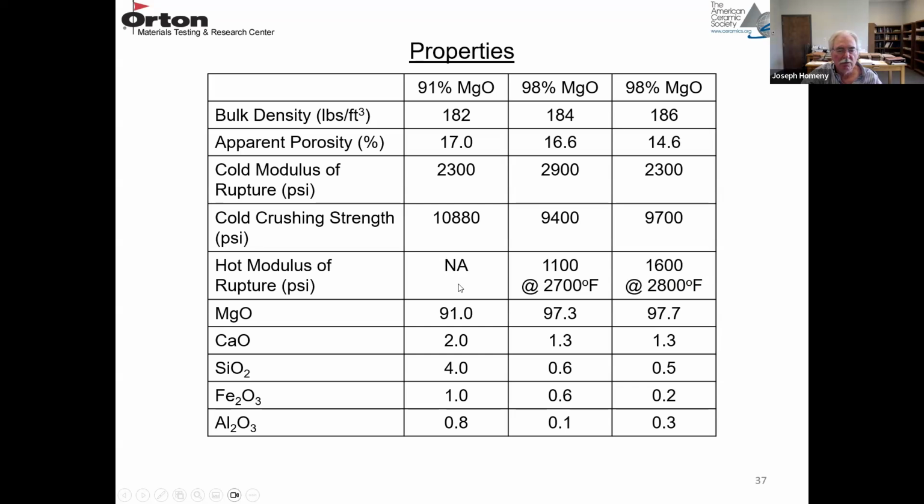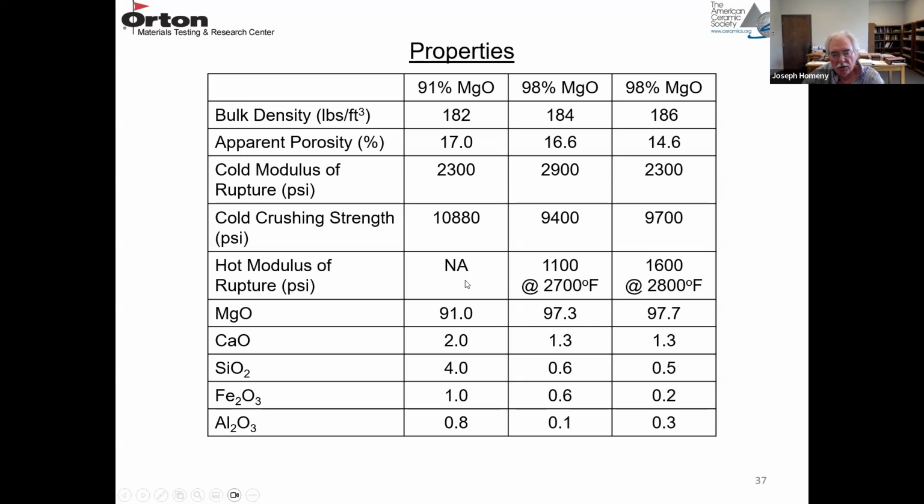That means whoever made this refractory didn't report the value because it's probably very low because of the low melting silicate phases that are present. So at room temperature, it's going to have high strength, but as soon as you heat it up, you're going to develop all these low temperature phases and fluid material. So you're not going to be able to report a decent hot MOR. That doesn't mean this can't be used as a refractory.